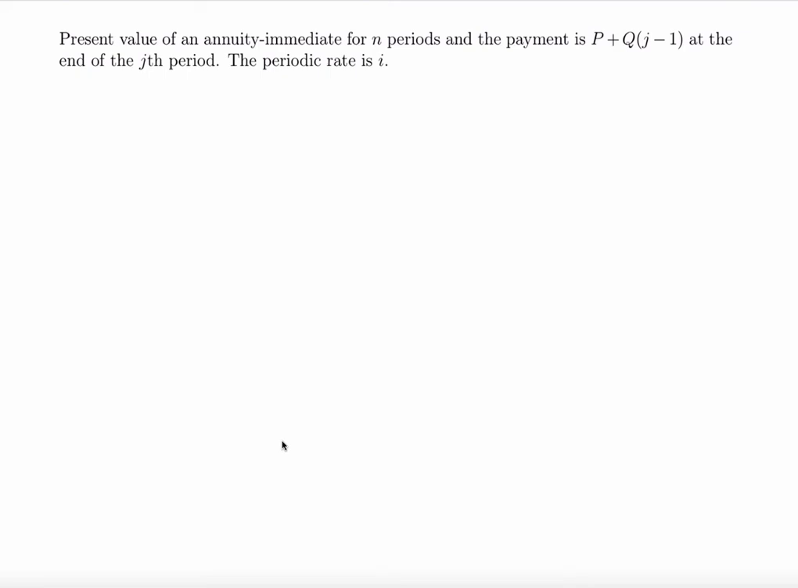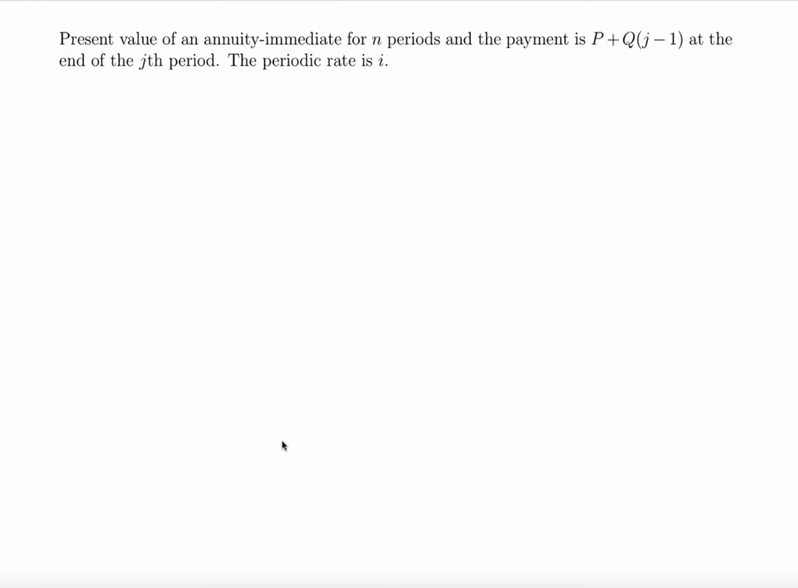So we just saw a geometric non-level annuity, meaning the payments increased by a fixed percentage every time. In this example, it's a non-level annuity, so payments are changing, but they're changing by a fixed amount instead of a fixed percentage.